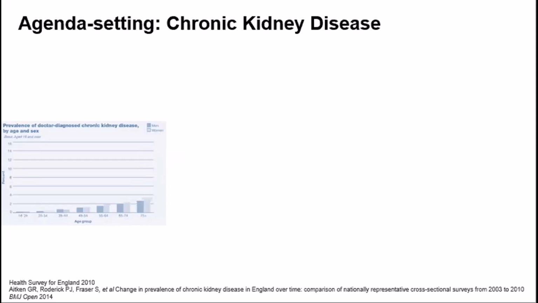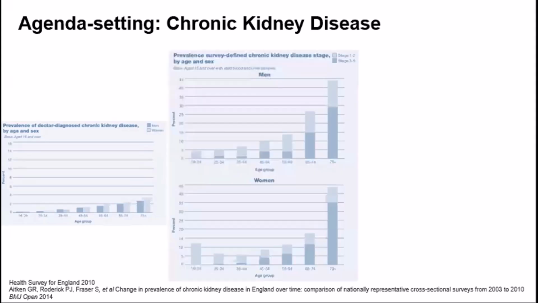So that was the doctor diagnoses. But then when they looked at the survey-defined chronic kidney disease that they were doing based on the blood and urine samples collected, the prevalence is much, much higher. So you can really see this dramatic underdiagnosis, because now when you look at the stages 3 to 5 in that 75 plus age group, you've got more like 25 to 30% of people who've got chronic kidney disease when you actually look at their biological measurements.